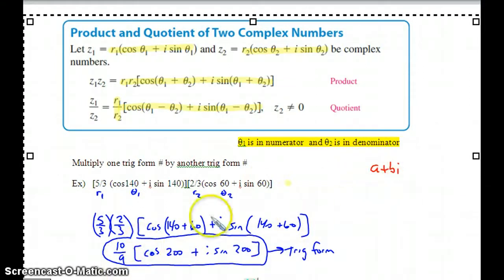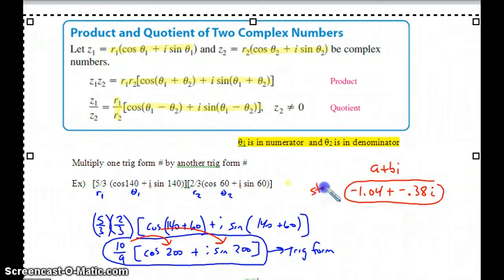So now to get this form, again, I'm just using the distributive property, I get negative 1.04. To get the second portion of it, if I want to leave it in standard form, I would do 10/9 times the sine of 200 degrees. And I get negative 0.38. So minus 0.38, bring down the i. So this would be the standard form of it. And this would be the trigonometric form.